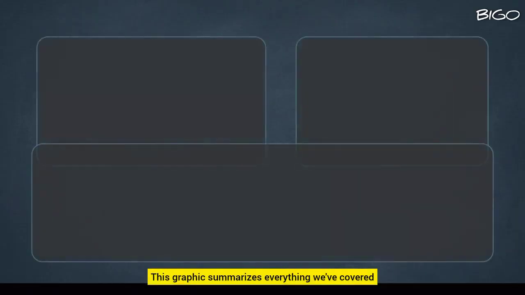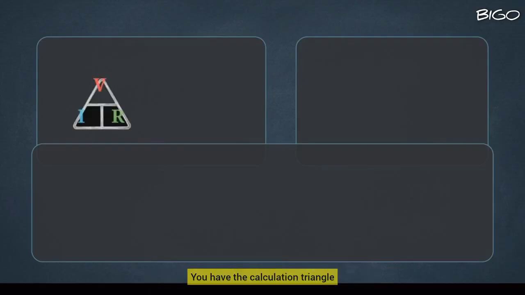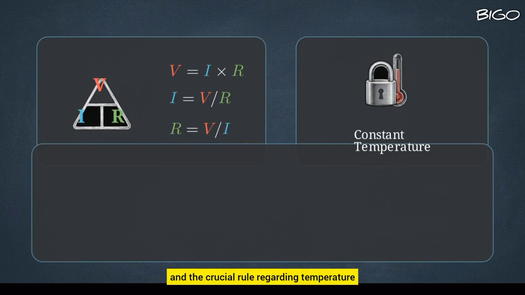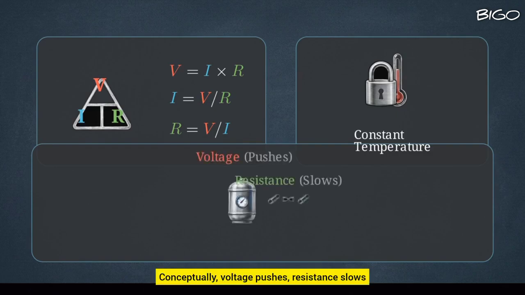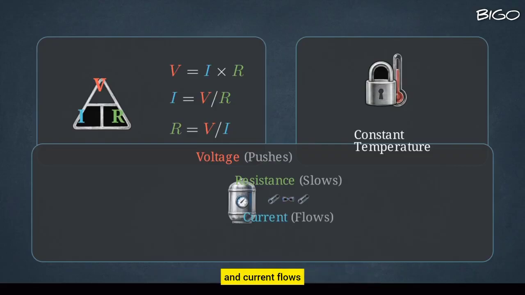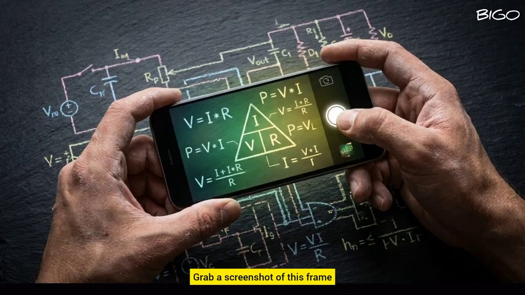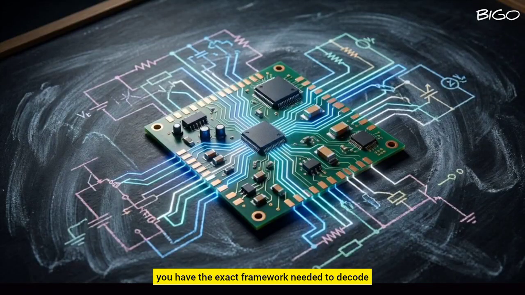This graphic summarizes everything we've covered. You have the calculation triangle, the formulas derived from it, and the crucial rule regarding temperature. Conceptually, voltage pushes, resistance slows, and current flows. Grab a screenshot of this frame. Once you commit this relationship to memory, you have the exact framework needed to decode any basic electrical circuit.